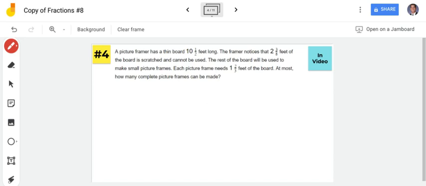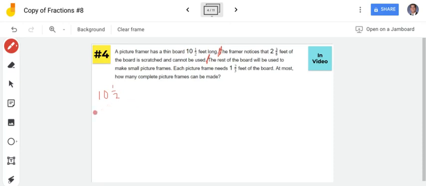Okay, so we have a lot of information here going on. So let's break it into parts. First, the first sentence says we have a thin board 10.5 feet long. Let's stop there. Okay, so we got this board that is 10.5 feet long. Okay, next, the framer notices that 2 3/8 feet of the board is scratched and cannot be used. So of this 10.5 feet long board, I'm going to take away 2 3/8 feet of it because it's no good, it can't be used.